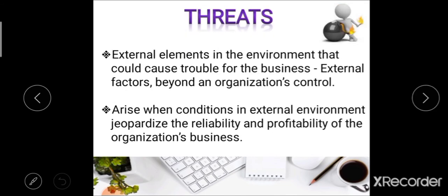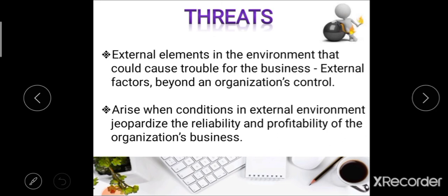And last point, that is threats in business organization. So this threat is also an external factor which is negatively related with the environment of business. Okay, so these threats are the external elements in the environment that could cause trouble for the business.